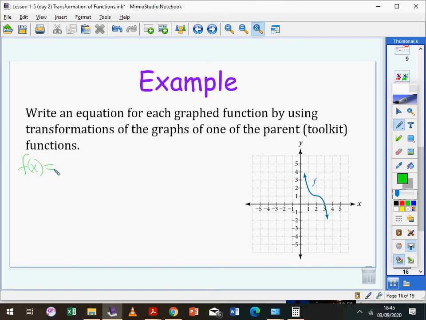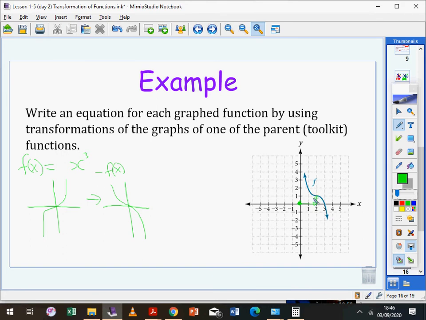The parent for this graph, I hope you can identify that it's y equals x cubed, which looks like this. Now that parent, I can tell from the beginning that it underwent a reflection across the y-axis to make it instead look the other way, right? Now, while looking the other way, things were done to it again to have it shifted 2 units to the right and 1 unit up.